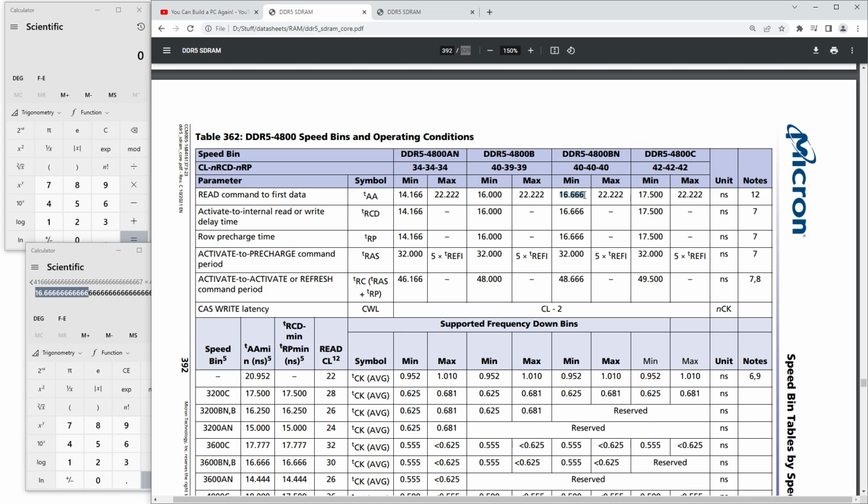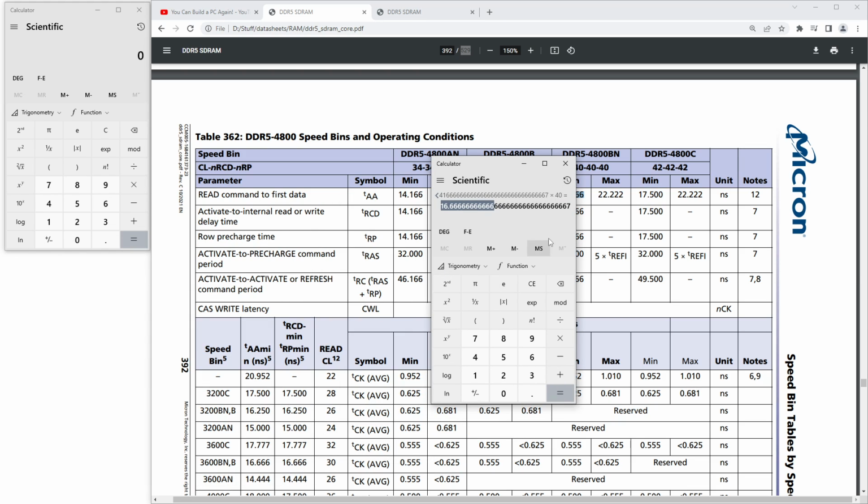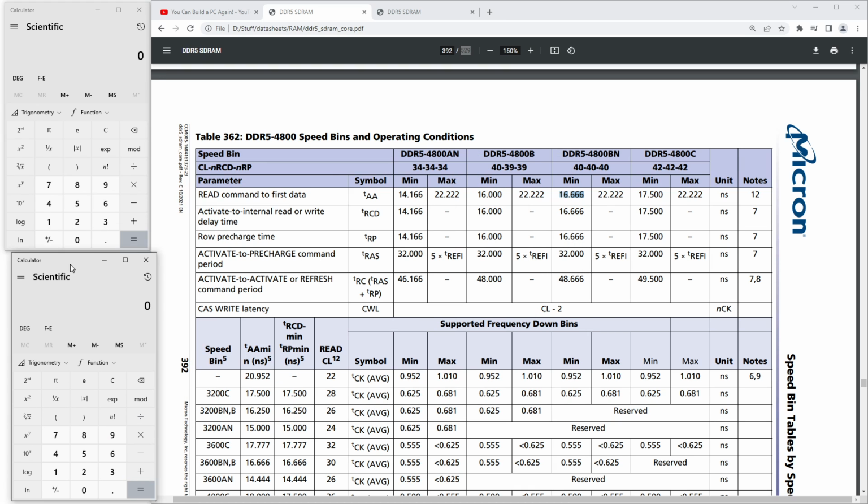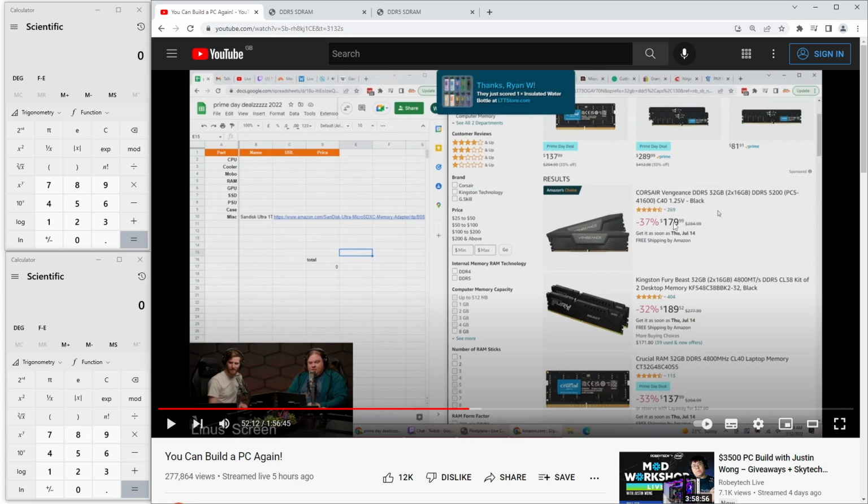It also gives us CAS latency in nanoseconds. And yeah, it's 16.666 repeating nanoseconds. And as you can see, that's the same as what I got. So this formula, 1 second divided by clock speed in gigahertz times CAS latency, will just give you the CAS latency in actual nanoseconds. So this works. So let's do that for our two memory kits over here.